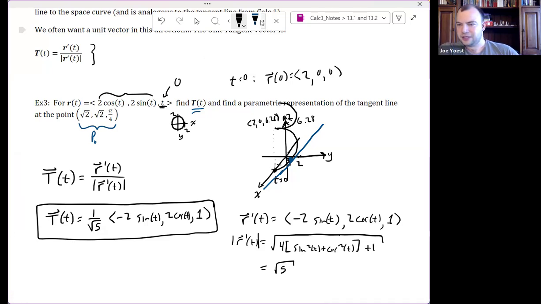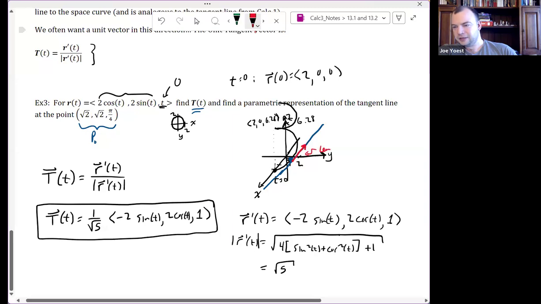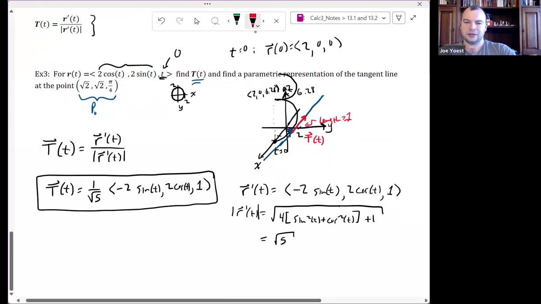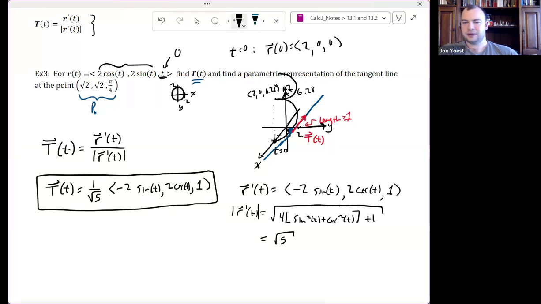This is a vector that is pointing in the same direction as this tangent line here, and it has length 1. So this vector is T of t. So I found my unit tangent vector.